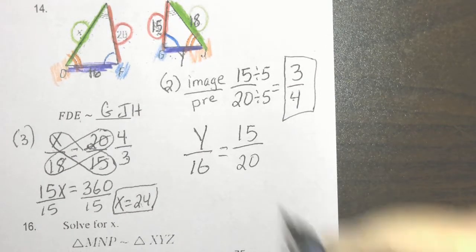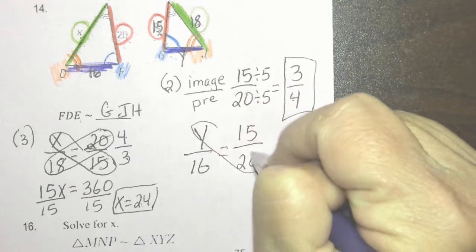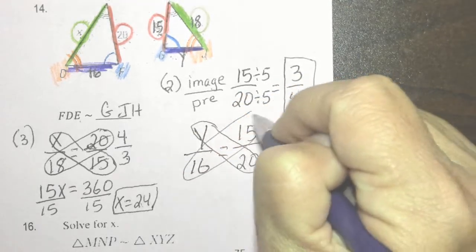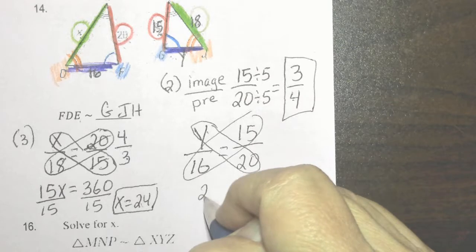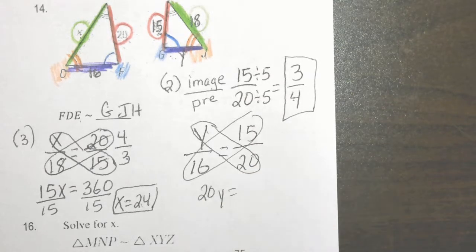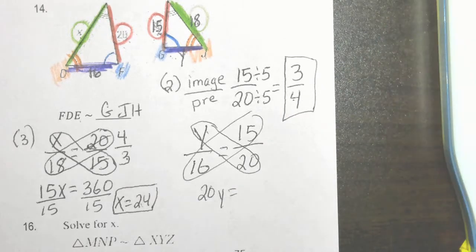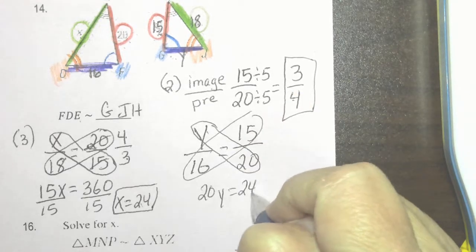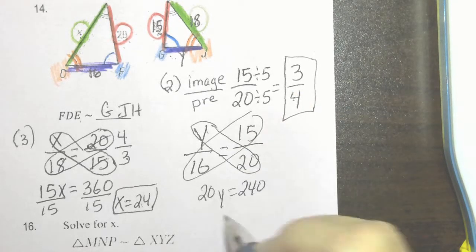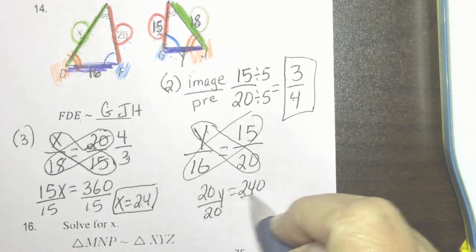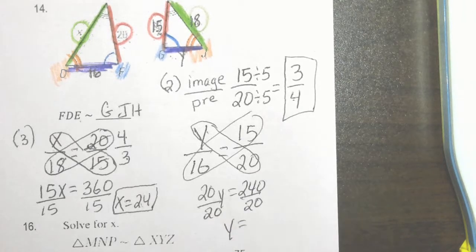All right, the method that works all the time is cross product. 20 times y is 20y. All right, then 15 times 16, I got to grab a calculator for that. I get 240. Then I divide both sides by 20. Use my calculator again, and I get 12.